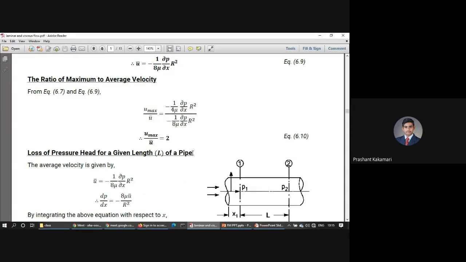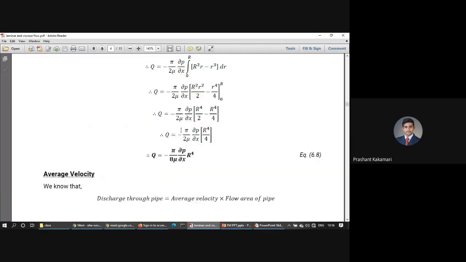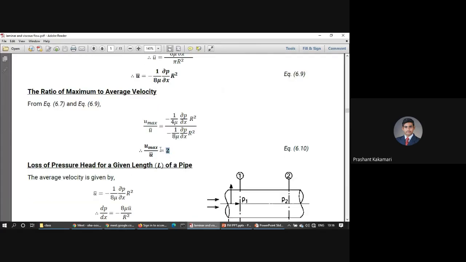Then we observed that the maximum velocity at the center of the pipe, if you take the ratio to the average velocity, then the ratio of these two, maximum velocity to average velocity, is 2. So in the test or the examination, the question may be to derive the equation for the ratio of maximum velocity to the average velocity as 2. Okay, maybe for 10 marks. So here also you have to start with shear force distribution and velocity distribution. Using those equations, you can derive the ratio of maximum velocity at the center of the pipe to the average velocity in the pipe as 2.